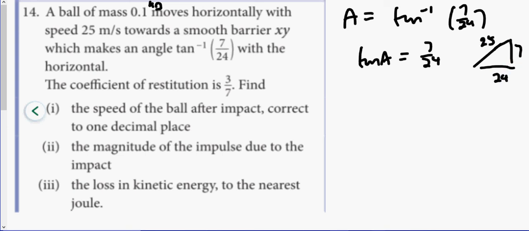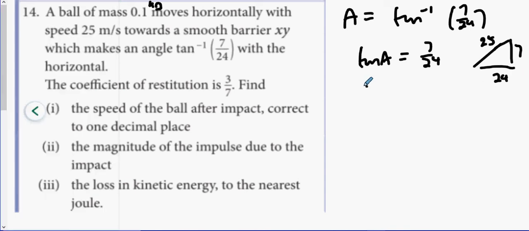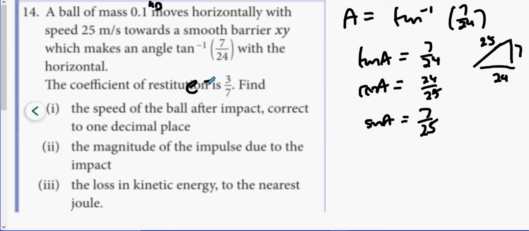I'm pretty tired, so I'm just going to make sure it is in fact what I said it is. Yeah. Okay. So that means that cos A is 24 over 25 and sine A is 7 over 25. Happy days. Now, e value, 3 sevenths. Happy days. Find the speed of the ball after impact.